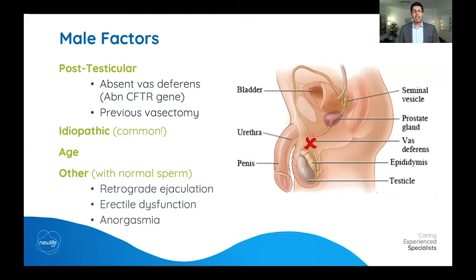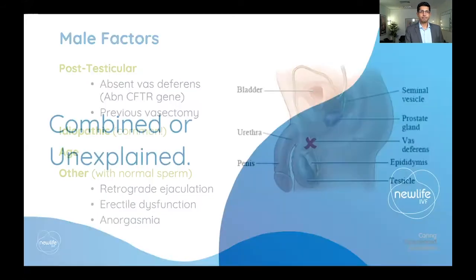We know that age does affect sperm quality, not quite as profoundly as it does affect egg quality, but certainly it is a factor. And there are a number of other conditions, such as retrograde ejaculation, where instead of the sperm coming into the outside world, they go backwards into the bladder, and of course erectile dysfunction and the inability to achieve an orgasm through intercourse, due to the male factor affecting fertility.